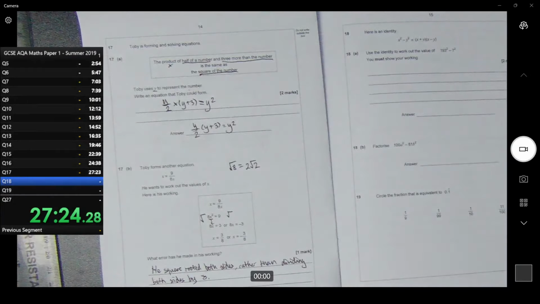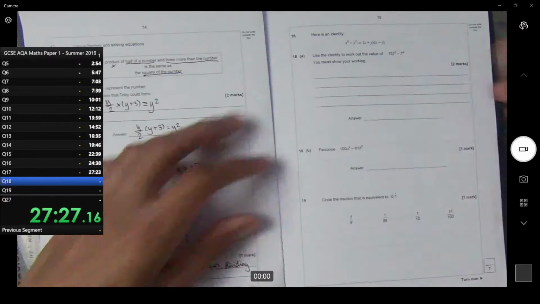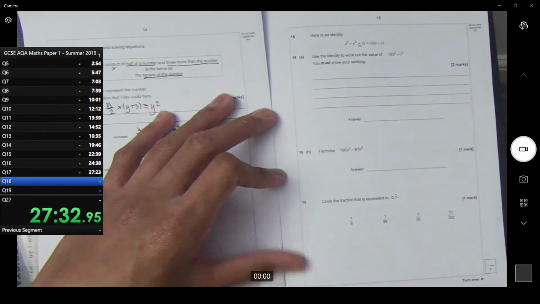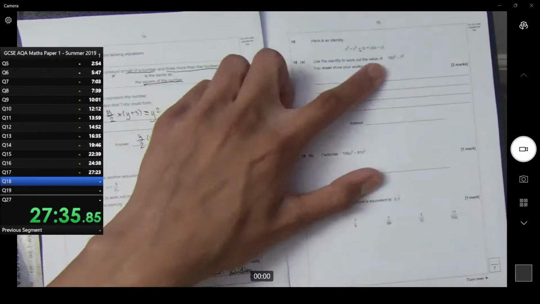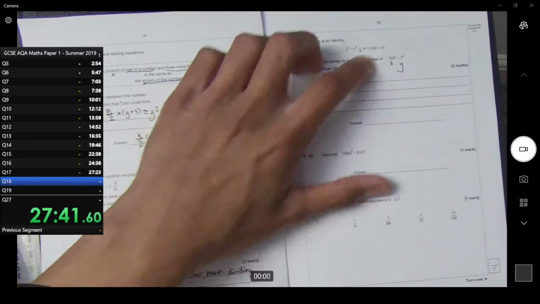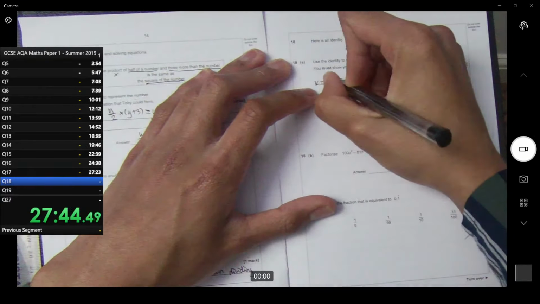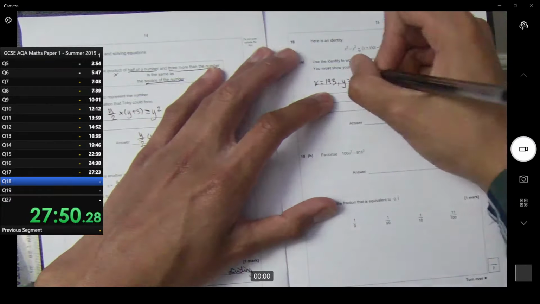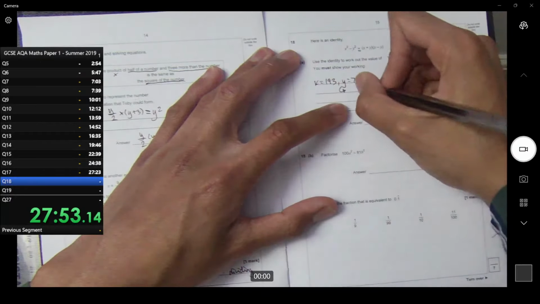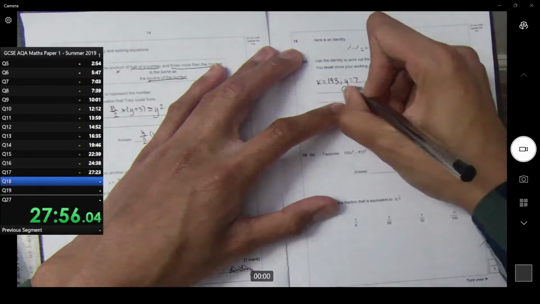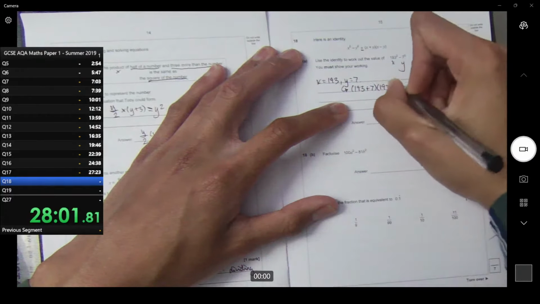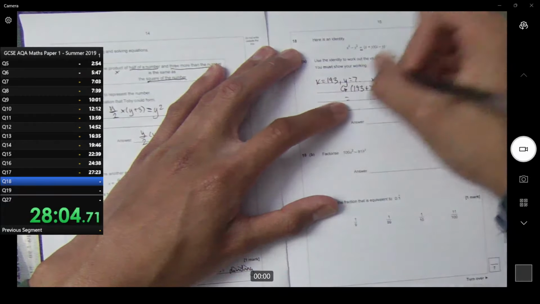Okay, so we've got an identity, so no matter what value you put in, they'll always be the same. So use the identity to work out the value of this. Right. So if I label this x and y, and we just multiply these in the middle, so we figure out the actual values.